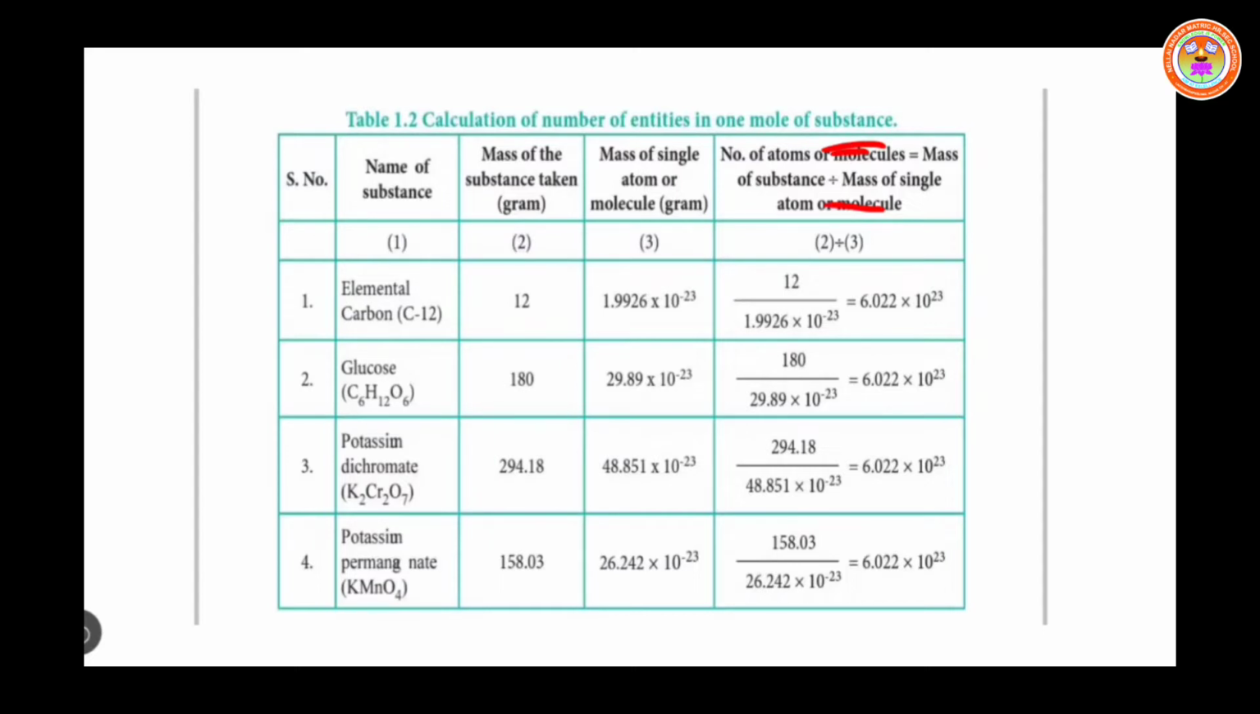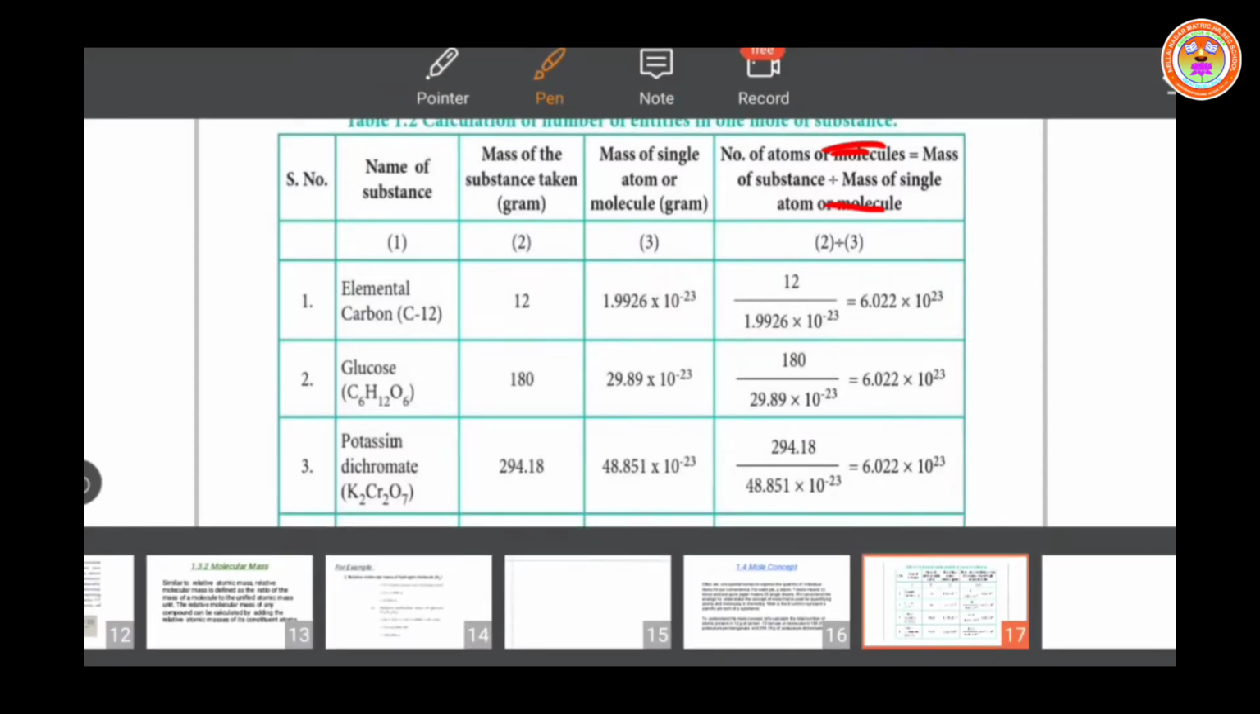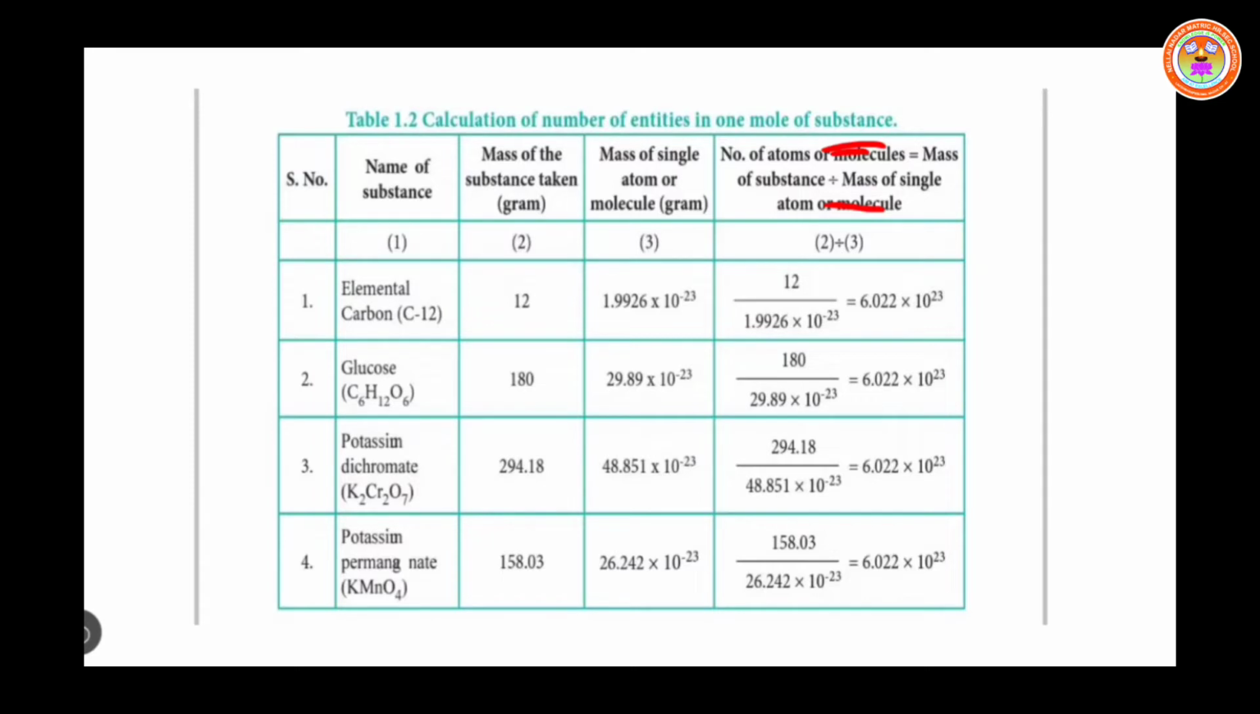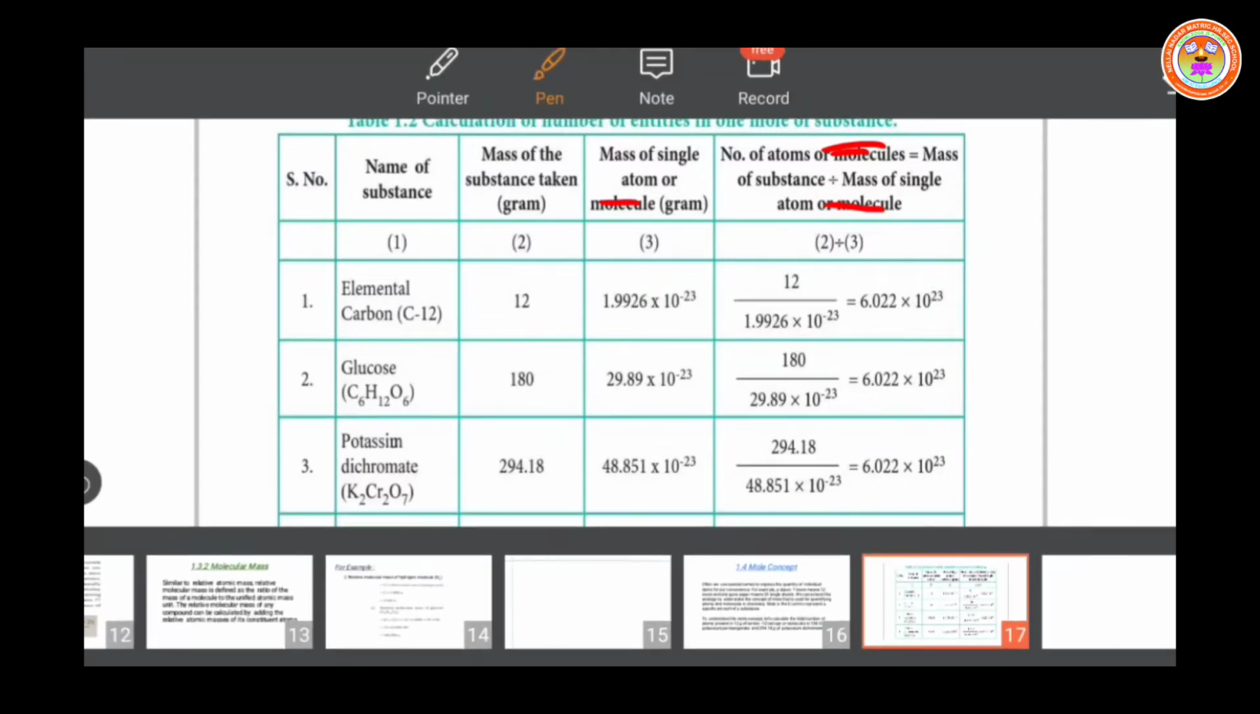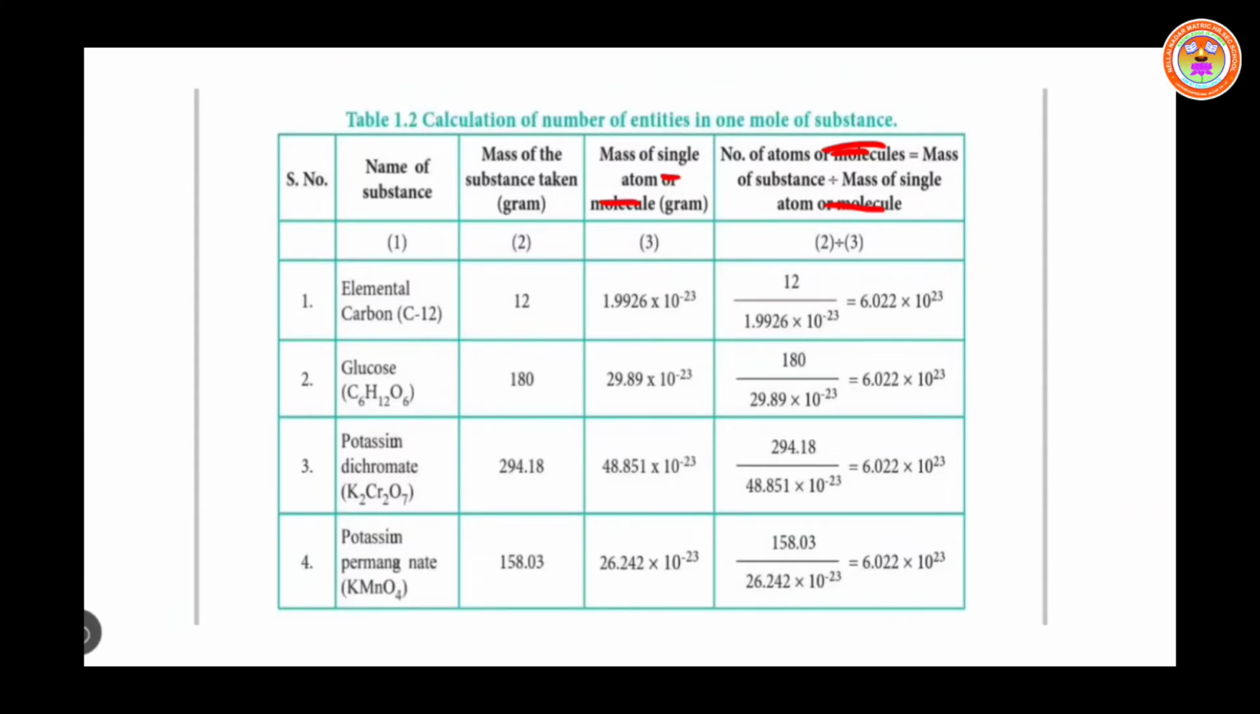Here in column number 3, the mass of a single atom is calculated. What is the formula for the mass of a single atom? Mass of single atom is equal to atomic mass divided by Avogadro number. Atomic mass divided by Avogadro number.